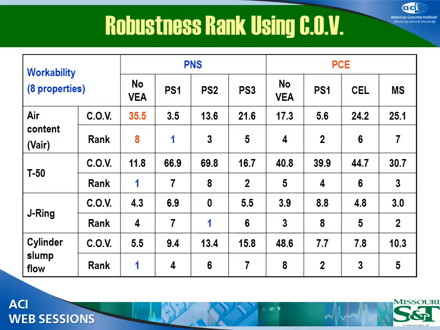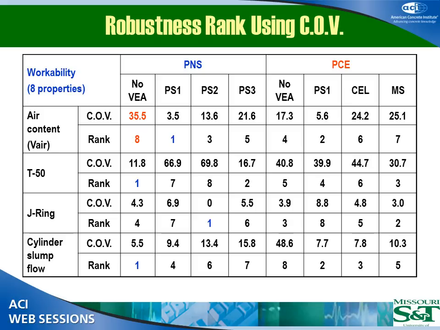And here are the mixes. The mixtures, there was the PNS and the mixtures with the polycarboxylate. The first 2 columns here and here are the ones without any viscosity agents. And then you have the PS1, PS2, PS3, and PS1, the cellulosic and the modified starch. The reason we didn't use those with the PNS was because there's an issue with compatibility. But then you look at the coefficient of variations, for example, in terms of air content, the huge variations.